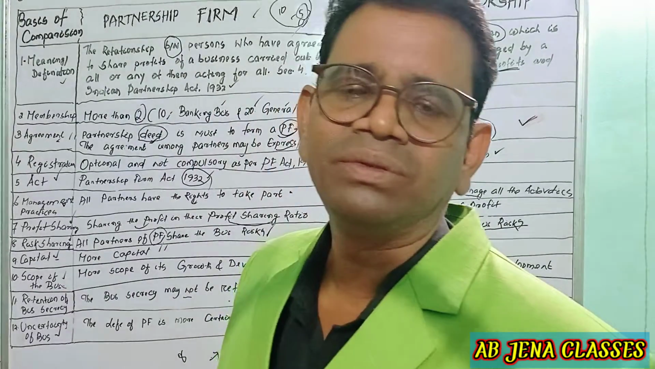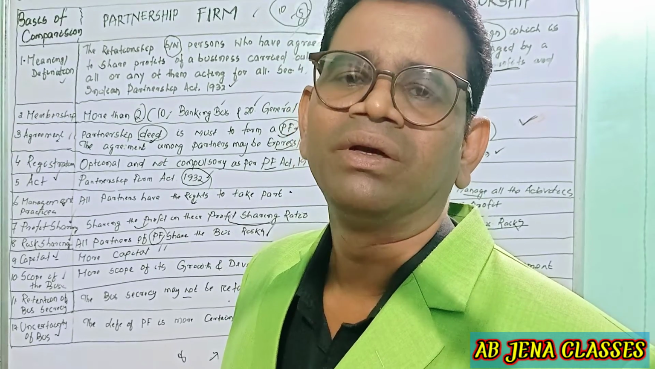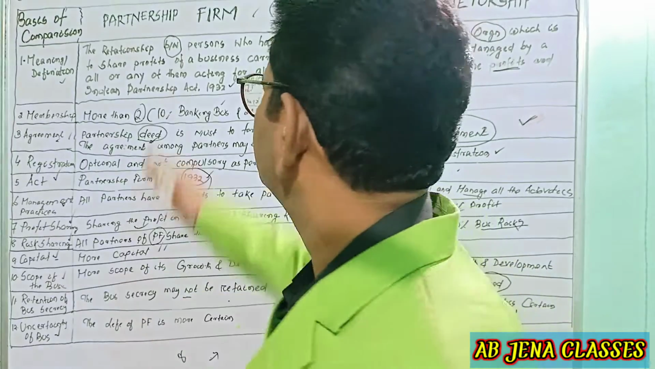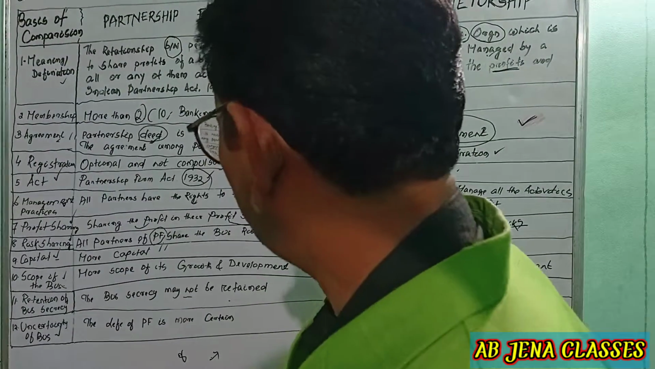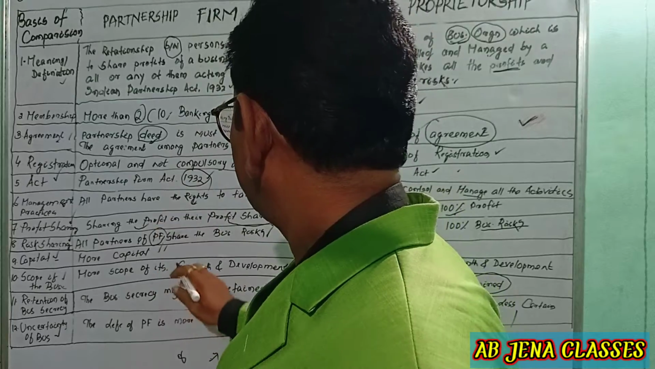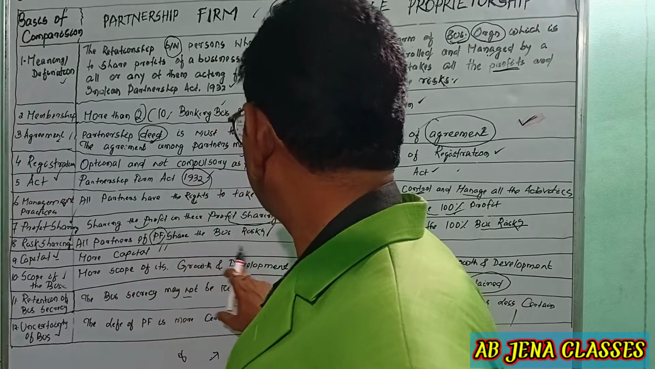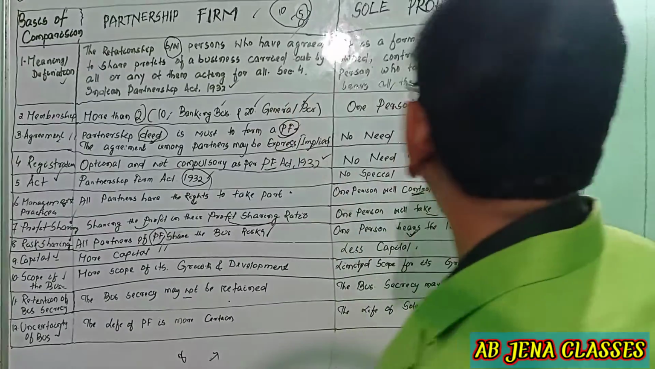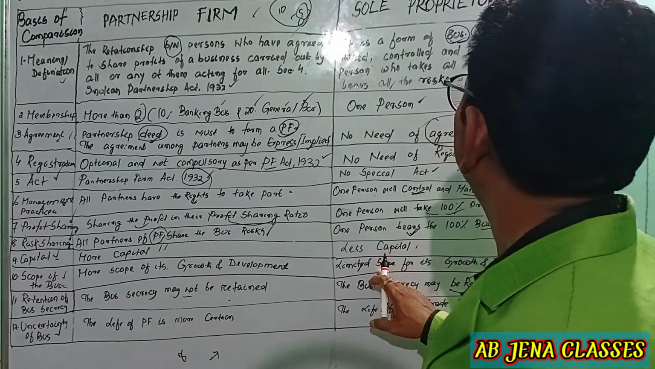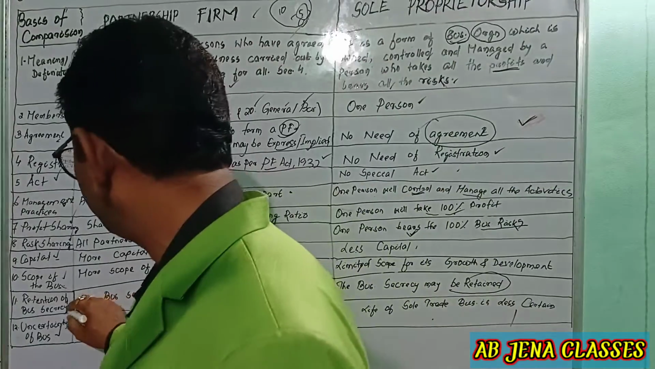Next one is the scope of the business. As we know, it is the nature of the law that there is growth and development everywhere, whether for an artificial person or a natural person, and businesses are artificial persons. The scope of the partnership firm is more as compared to the sole proprietorship. So there is more scope for growth and development of the partnership firm. In the sole proprietorship, the scope of the business is limited for its growth and development.